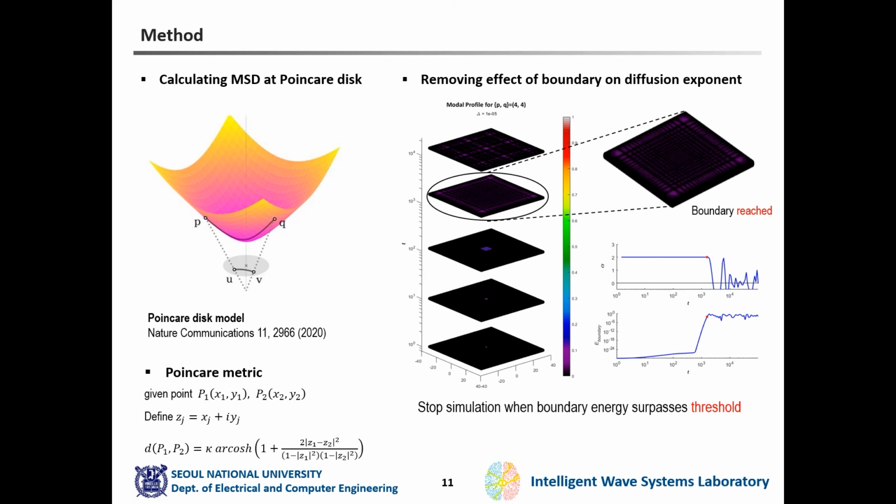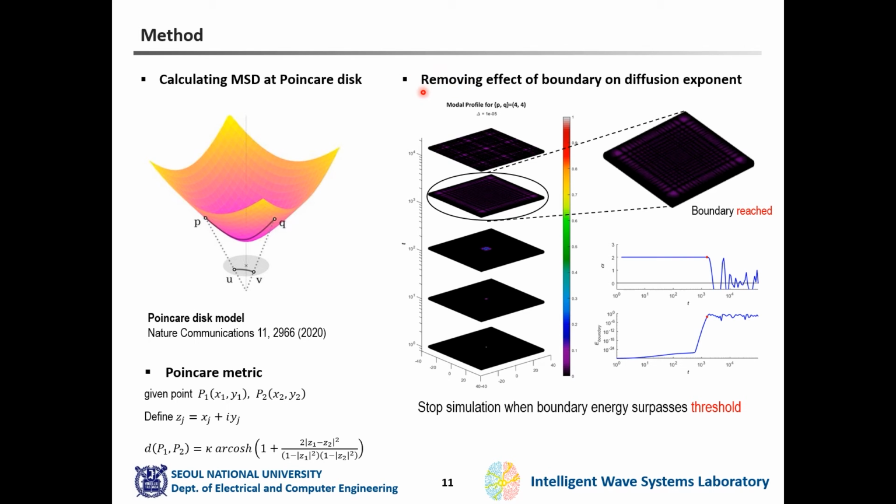We research the diffusion exponent of a given system to study its localization property because it is directly related to the transport characteristic of the given medium. Diffusion exponent is defined as the exponent by which the mean square distance of a given mode increases. We can measure distance in hyperbolic geometry by using the Poincaré disk model, which is given by the following equation. Another problem that needs to be addressed is that because simulation is done at finite size, the effect of the boundary should be discarded.